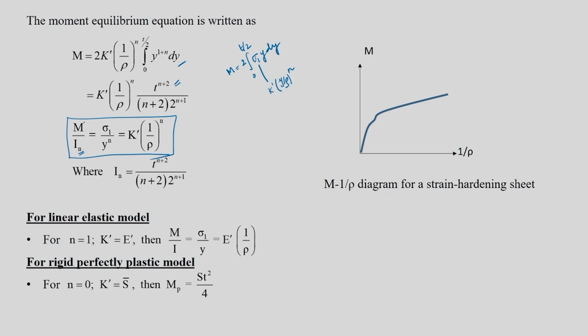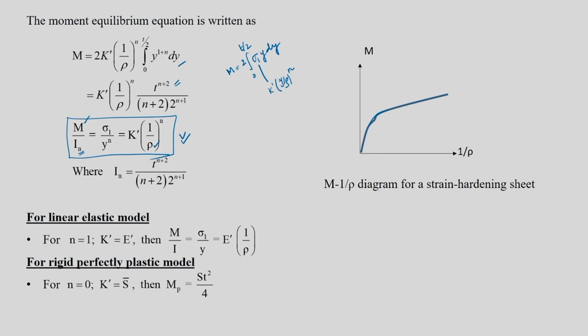If you want to draw a graph between m and 1 by rho, it will be something like this. It will be a smooth curve. M versus 1 by rho would be similar to what you see in a stress strain graph. And this is a general equation taking strain hardening into consideration. In all our known values, moment is moment per unit width, sigma 1 is the principal stress, and y is any distance from the neutral axis. K dash is nothing but an equivalent of the strength coefficient, 1 by rho is the curvature, and n is the strain hardening exponent that you get.